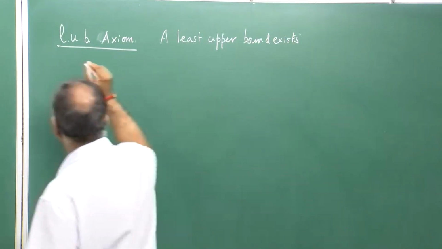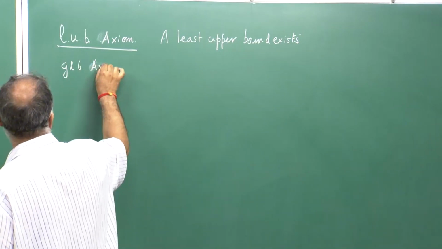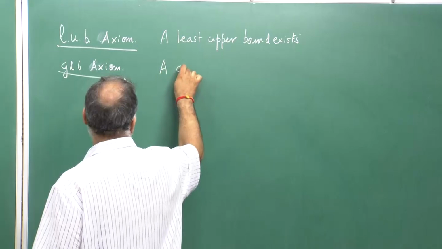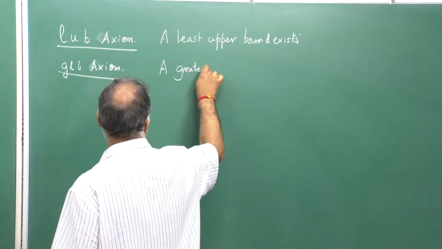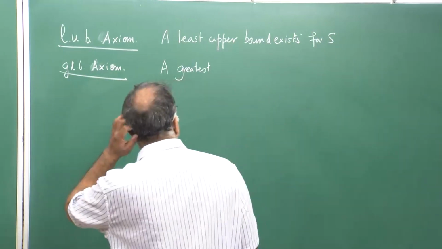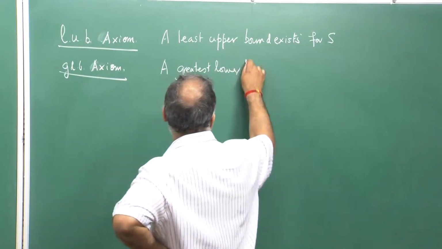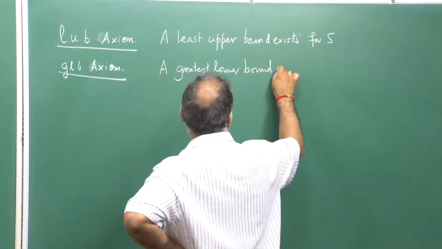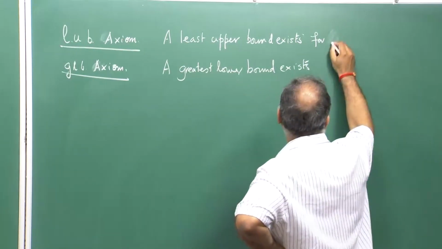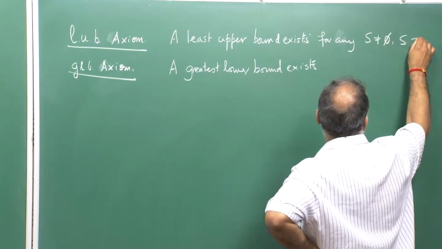Similarly, you have the GLB axiom, which also says a greatest lower bound exists for S, actually for any subset of R basically. Maybe I should write: for any S not equal to phi and S subset of R.